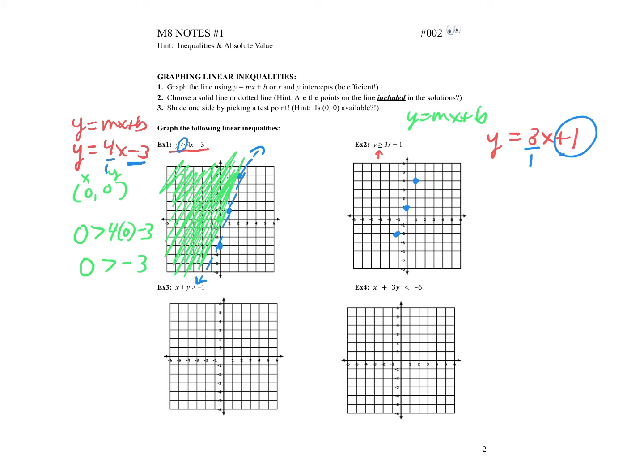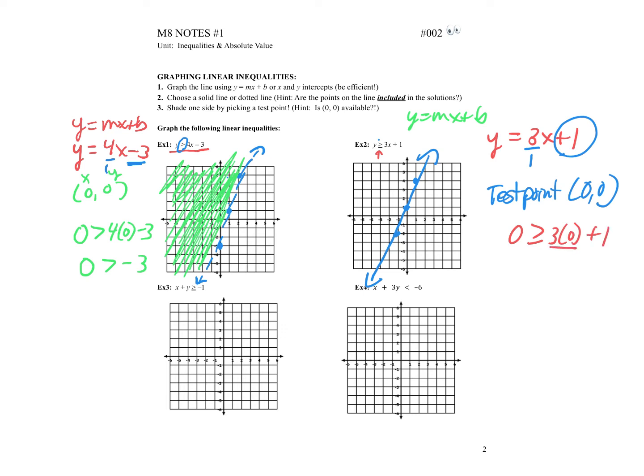So now, this does have an equal sign, so it will be a solid line. And then let's test a point. Our test point is going to be (0, 0). So we're going to say 0 is greater than or equal to 3 times 0 plus 1.